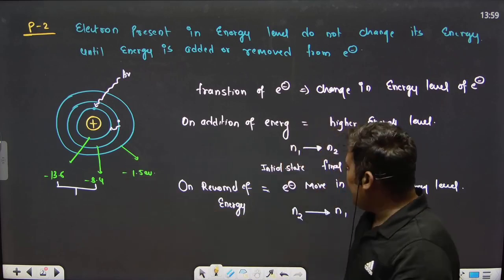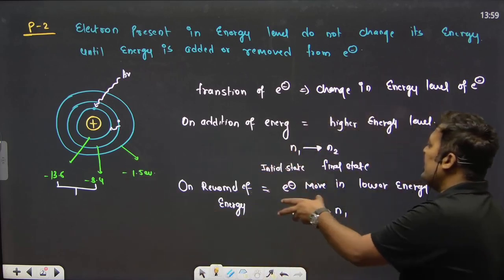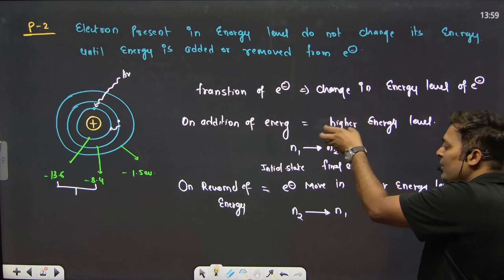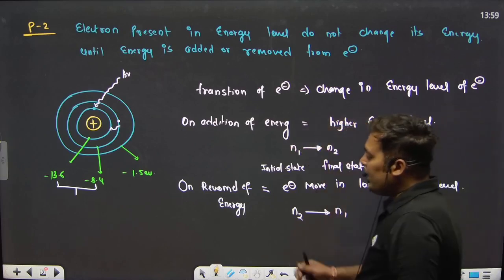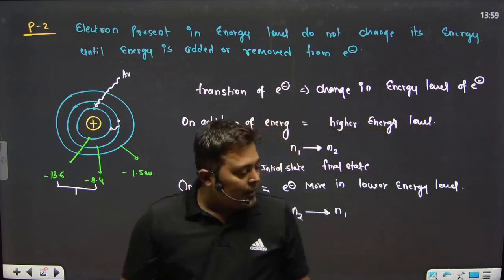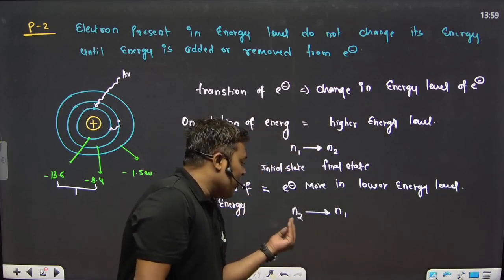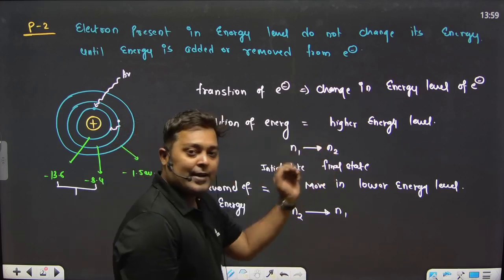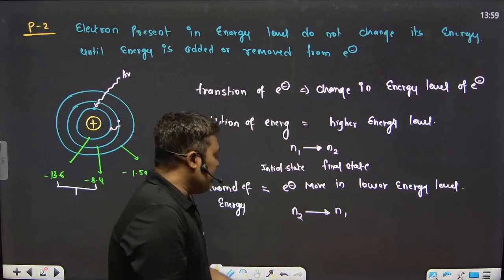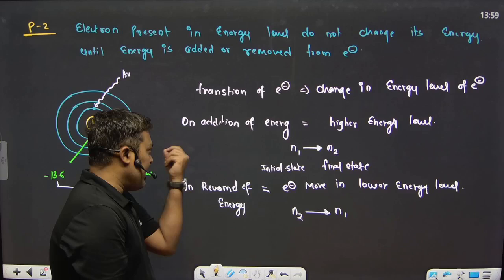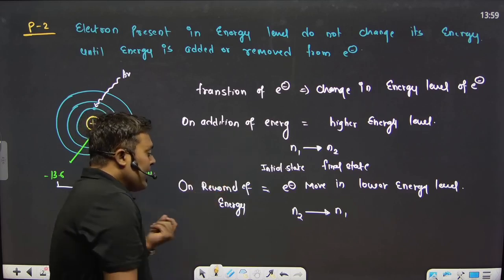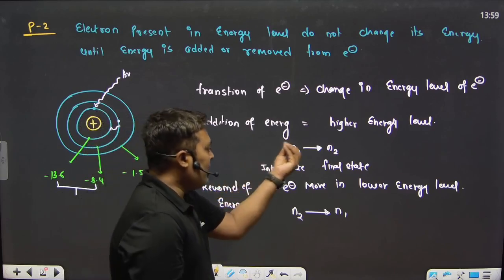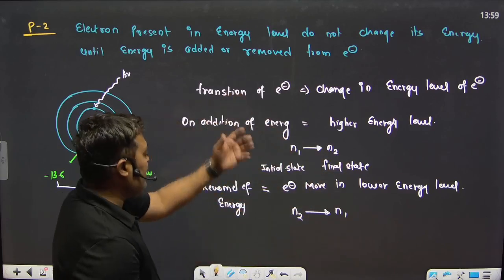So the transition of the electron depends on what we are doing. If we add energy to the electron, then the electron is going to move from a lower energy level to a higher energy level. If we remove energy from the electron, that means the electron is going to move from a higher energy level to a lower energy level. Whether the electron is absorbing energy or emitting energy, it simply undergoes a change in its energy level, and we call it the transition of the electron.